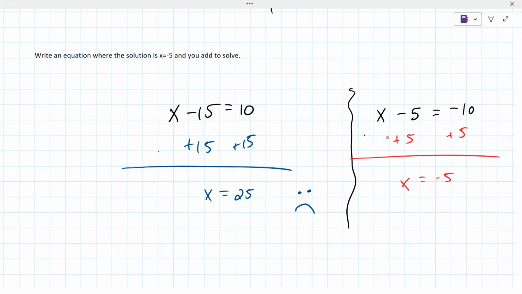Let's move. X minus 10 equals negative 15. That works. All right, very good. Okay, we're going to stop there for today because we're out of time. Good job.